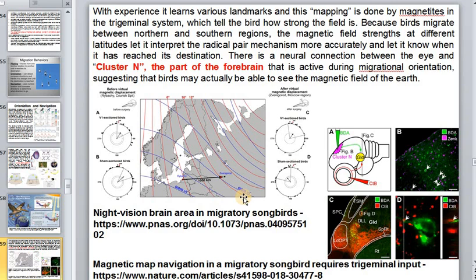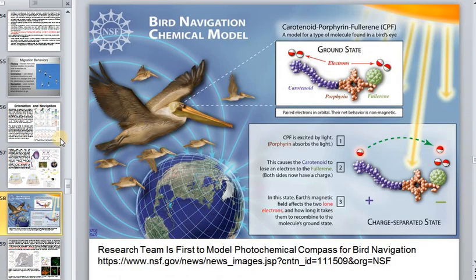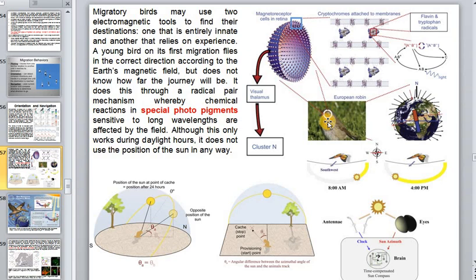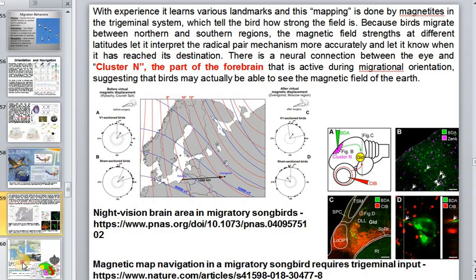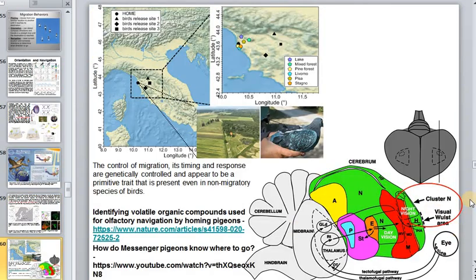There is a neural connection between the eye and the special part of the brain, cluster N, the part of the forebrain. Here we see this part that is active during migration orientation in this period, such that the birds may actually be able to see the magnetic field. And here we see this part of the brain, cluster N.